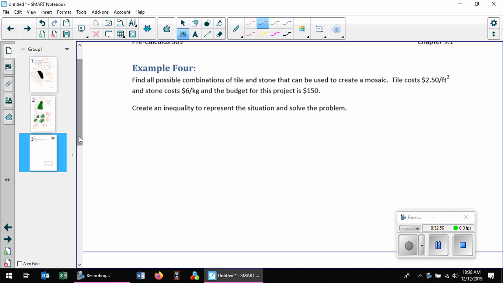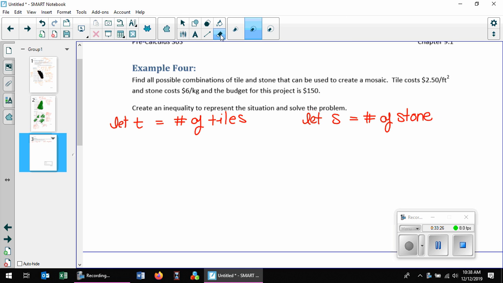I got tile. I'm going to say, let t equal number of tiles. And then I'm going to say, let s equal, I guess it should be square foot of tiles.